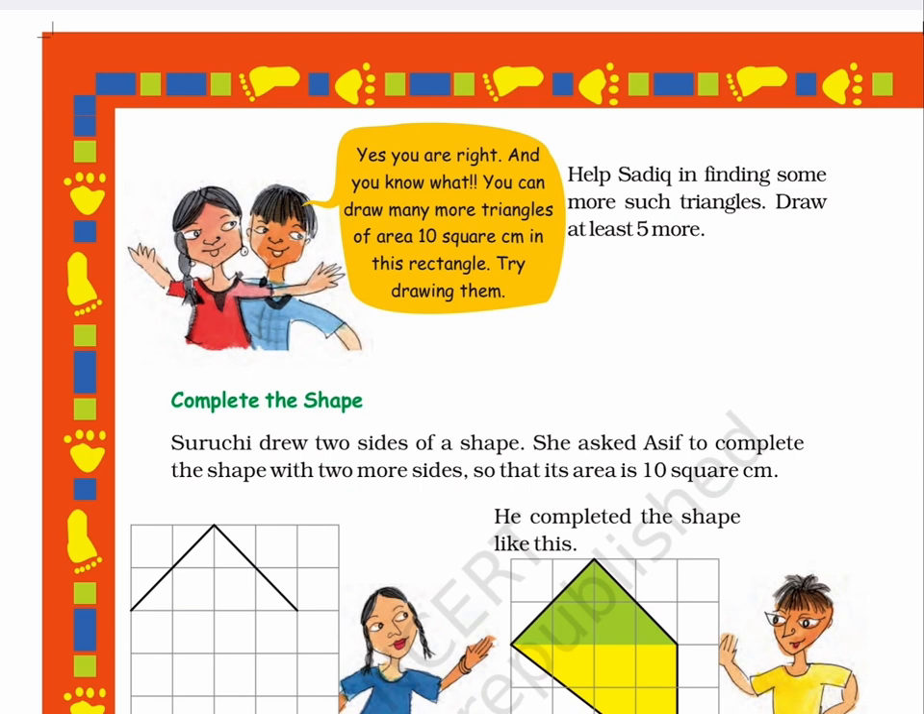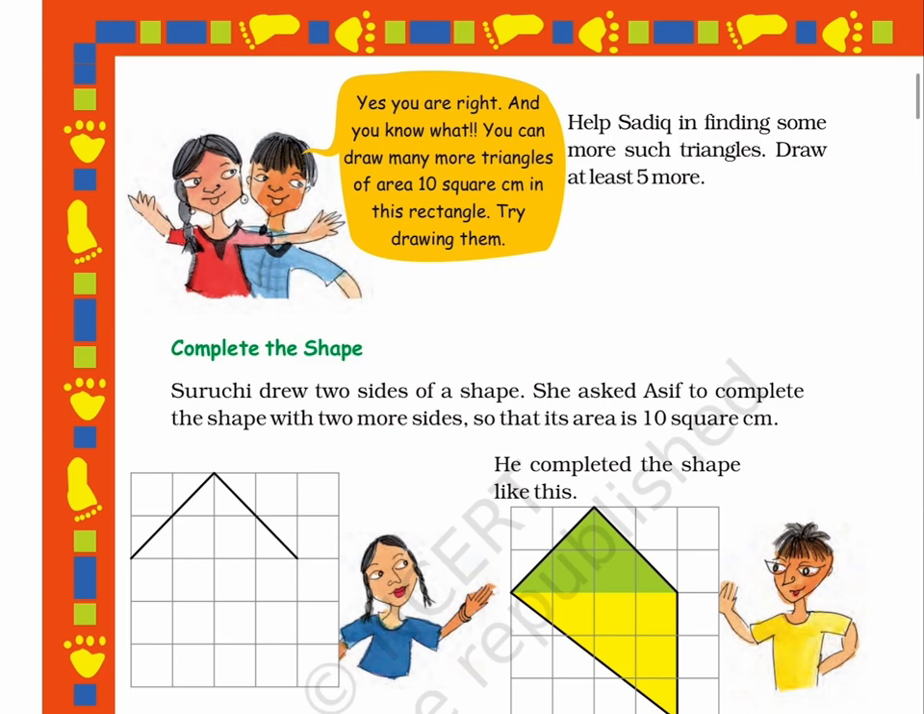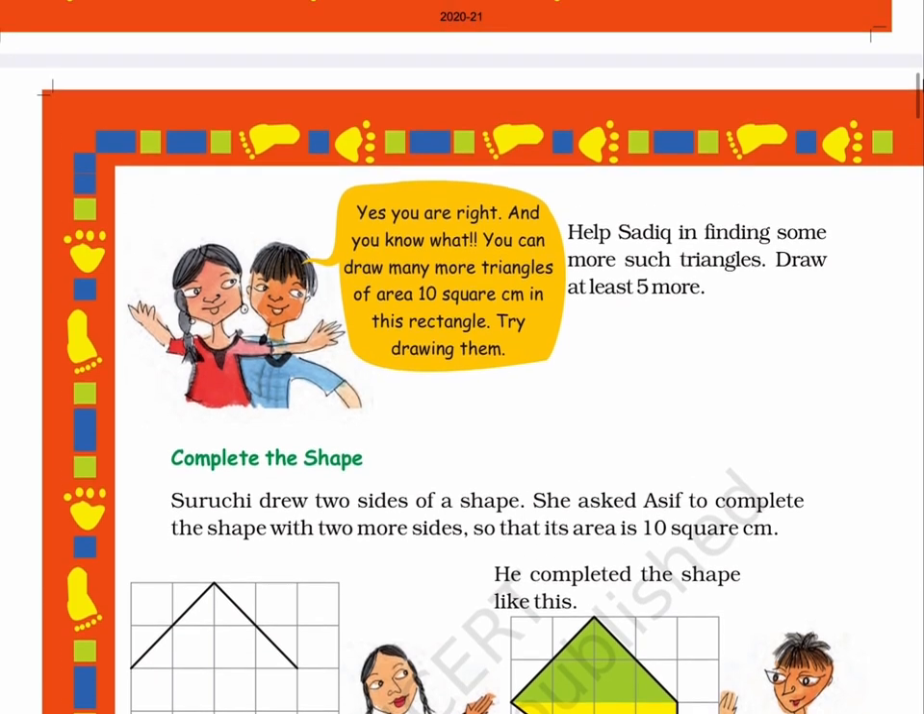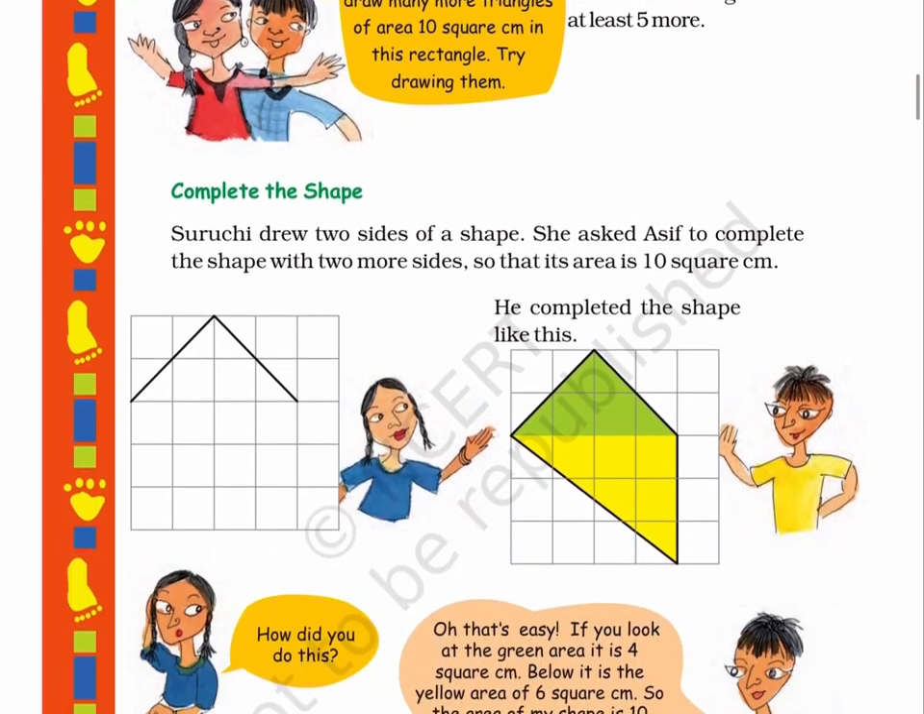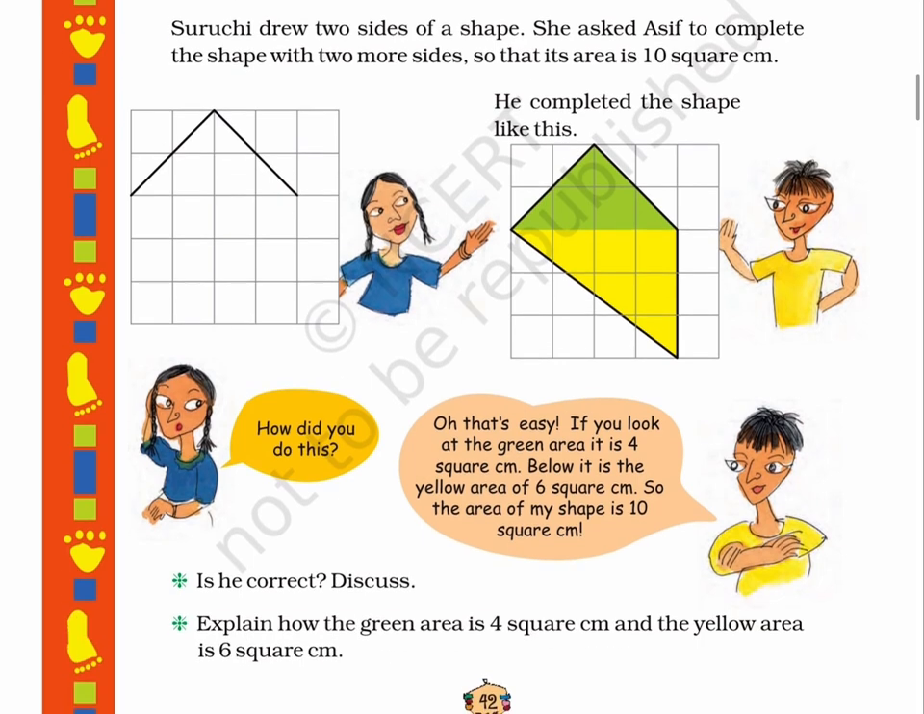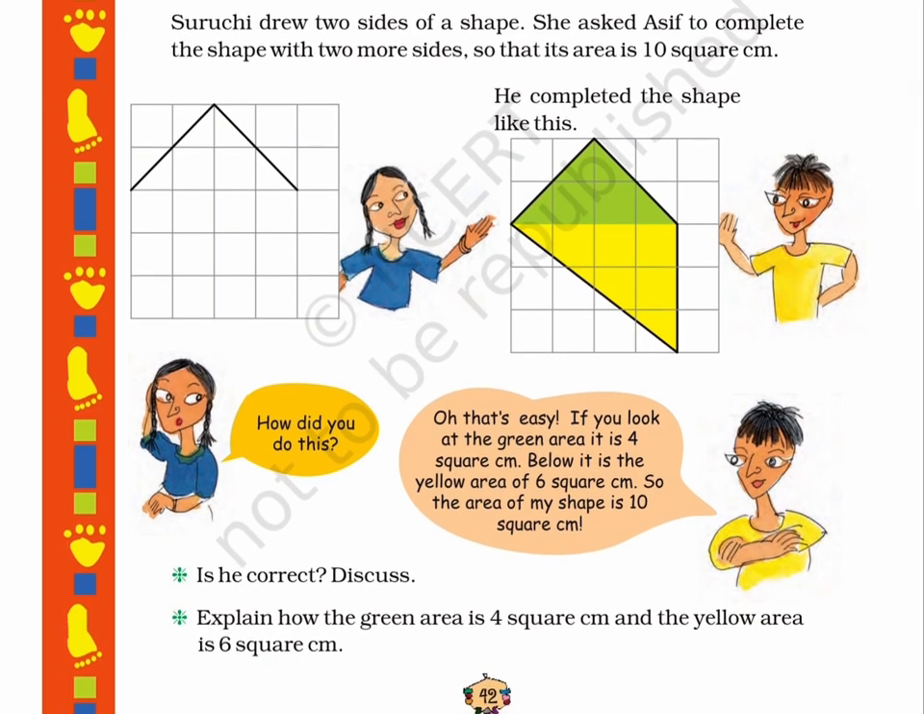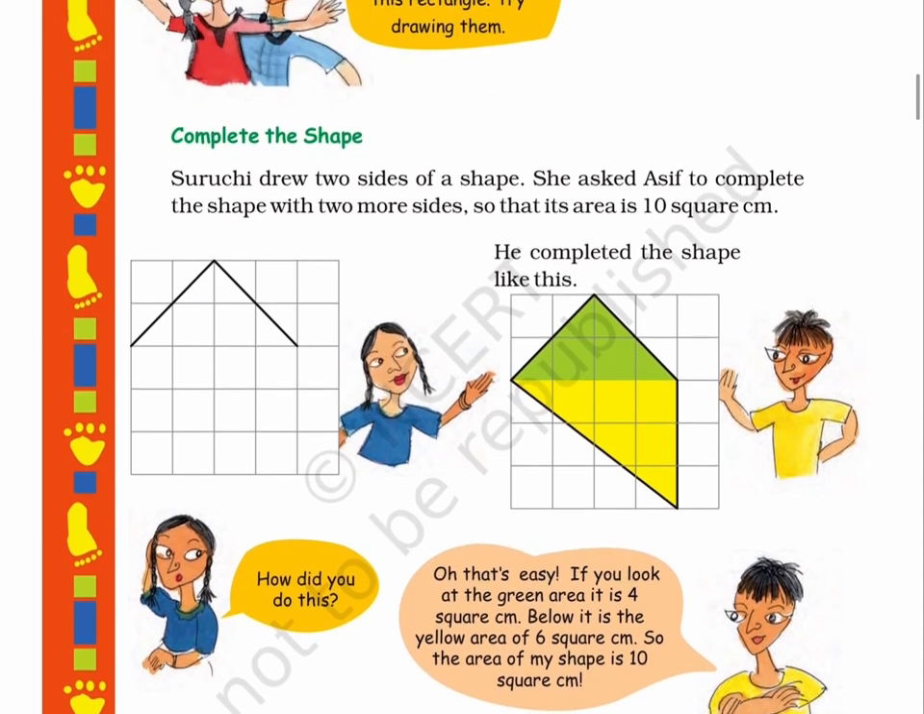We have 2 pictures. On the left side, there is a grid line structure of squares in which an incomplete figure has been drawn by Suruchi, the top of a triangle perhaps. And on the right side, we see the same figure being completed by Asif. He joined the 2 lower ends of the figure to create another triangle downwards. He completed the shape like this.